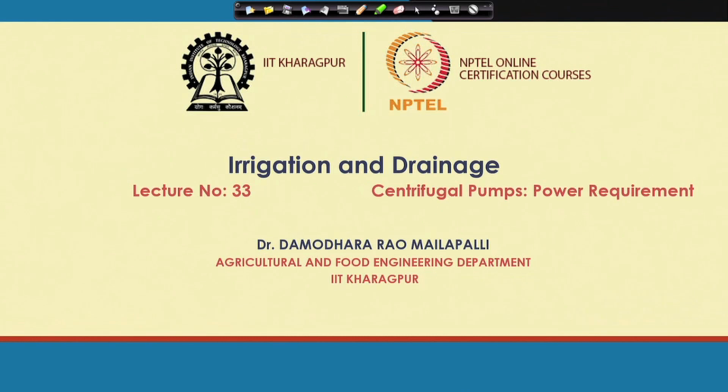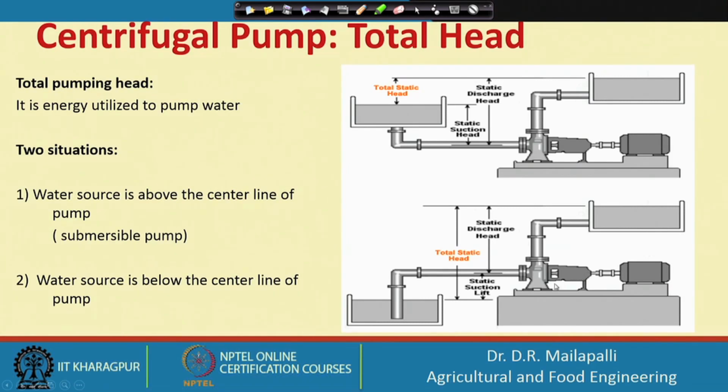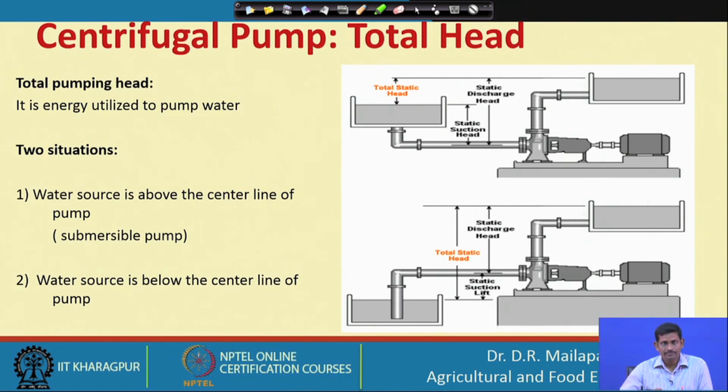Yeah, so this is lecture number 33 on centrifugal pumps again. Mostly, as I said in the previous lecture, we will be focusing more on pump power requirement estimation. Here, the total pumping head is the total energy utilized by a pump in order to pump from low head to high head.